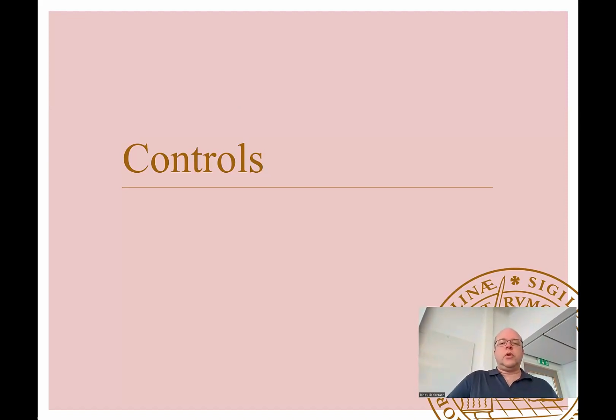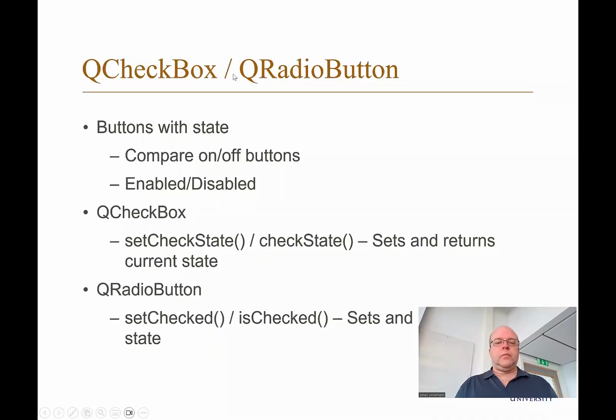So this part we will talk about the controls that you can use to combine to create a user interface. It's like a tool chest of different things that you can use to provide the user interface. The first one we already talked about, the button. Now there is also one called checkbox and a radio button, and these can be set to be buttons with a state. So you can compare it to an on-off button for the light, for example.